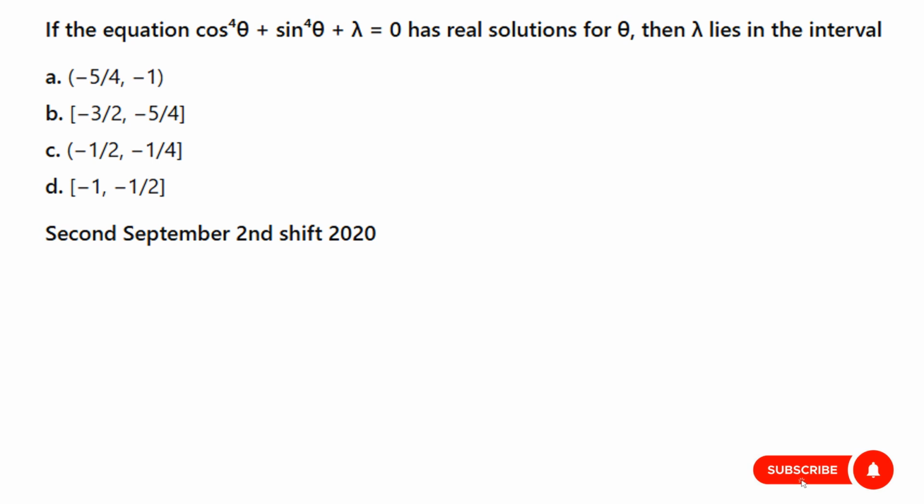Can a trigonometric identity decide the possible values of lambda? Let us crack this. If the equation cos⁴θ plus sin⁴θ plus lambda is equal to 0 has real solutions for theta, then lambda lies in the interval. We have four options.